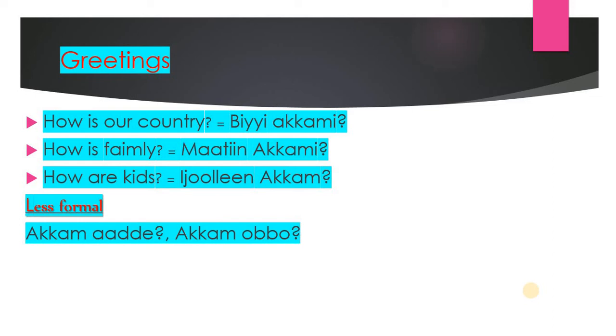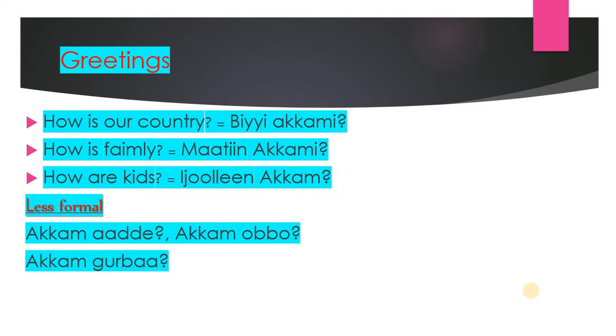They can use the less formal form, outside the context of the traditional meaning. We say adde for an elder sister or for an auntie, and obbo for an older brother or for an uncle. Or it can be formal, as Mrs. or Mr. But when used less formally, two friends can just ask akkam adde, akkam obbo. So I can say to my friend who is of my age, who is not my boss, who is not my sister, adde akkam or obbo akkam. It means like, my friend, how are you?